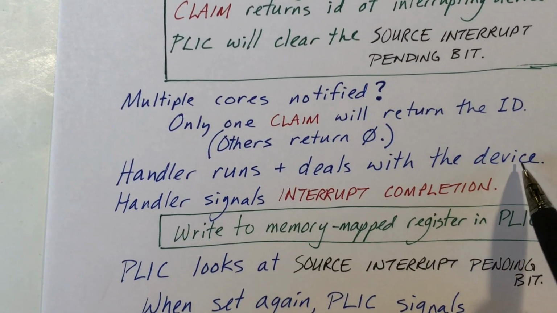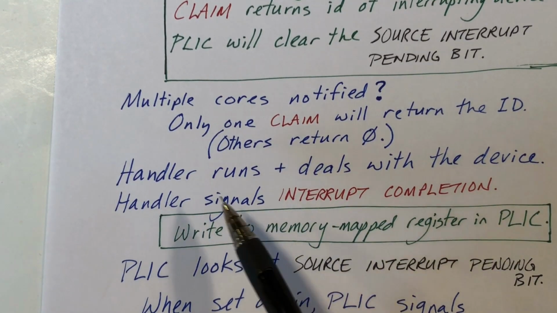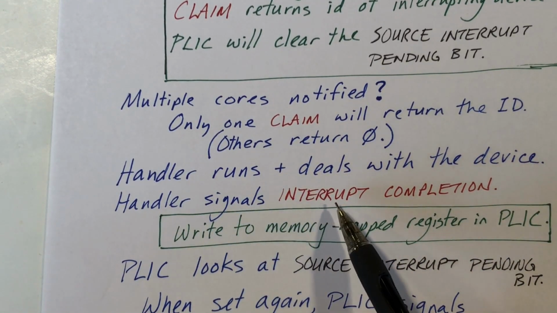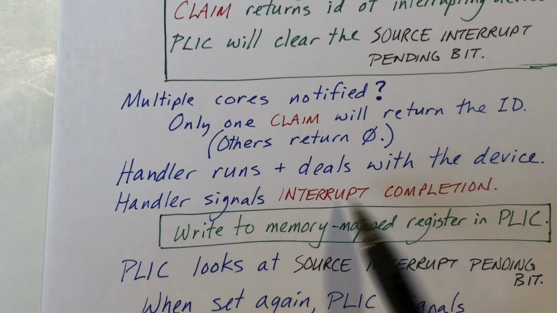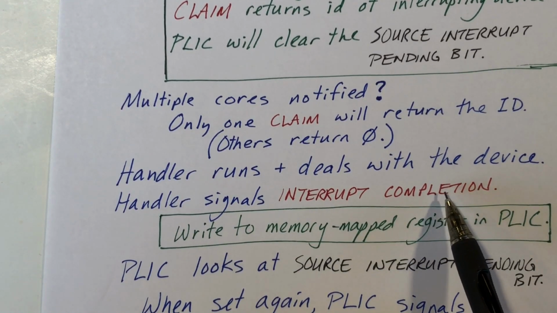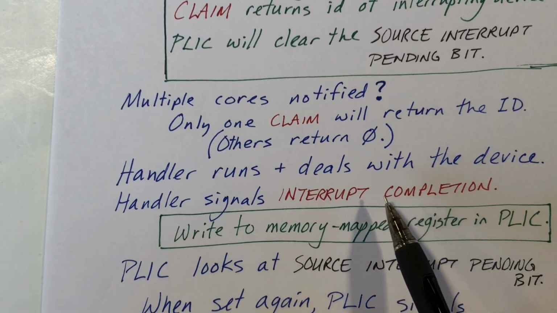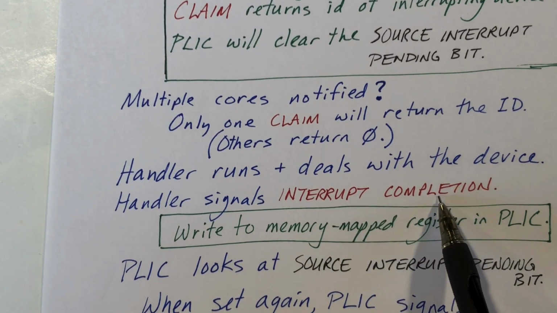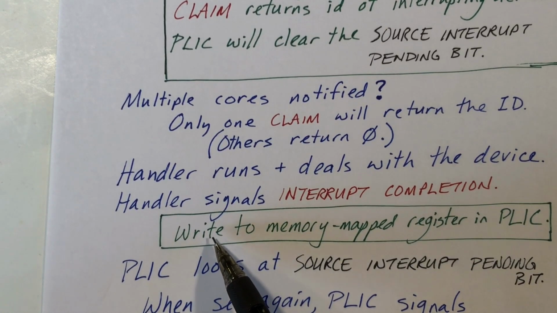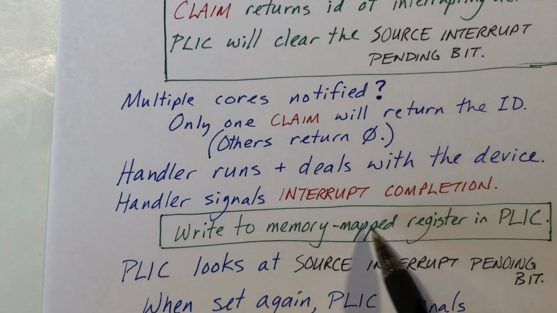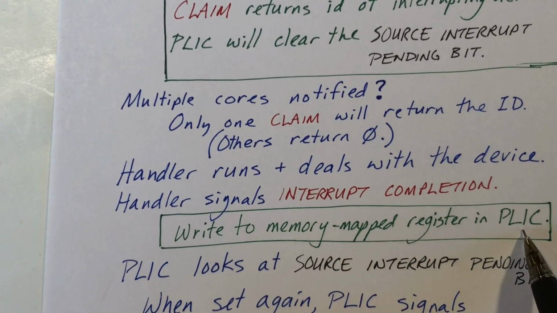And then at some future time, the handler code is done and it can signal interrupt completion. That's another operation that it does by communicating to the PLIC. And once that interrupt is marked as completed, then the next interrupt from that device can occur. So the interrupt completion operation is done by the core writing to a memory mapped register in the PLIC.